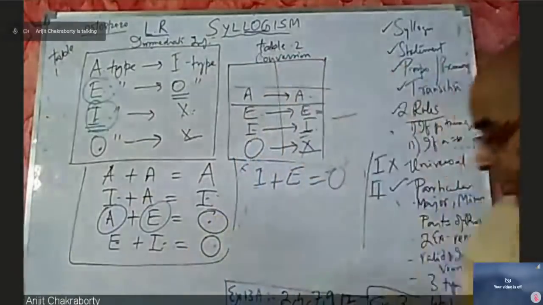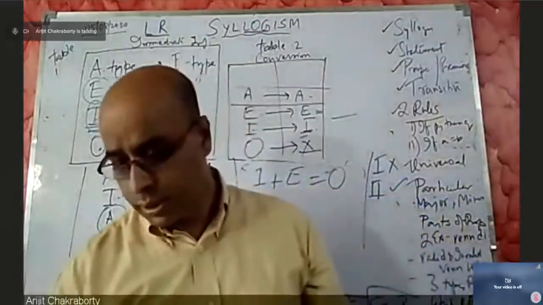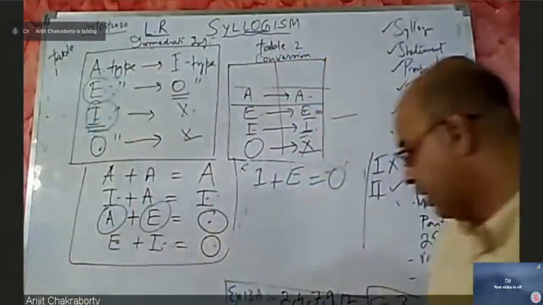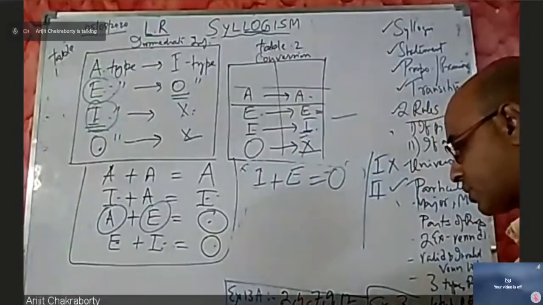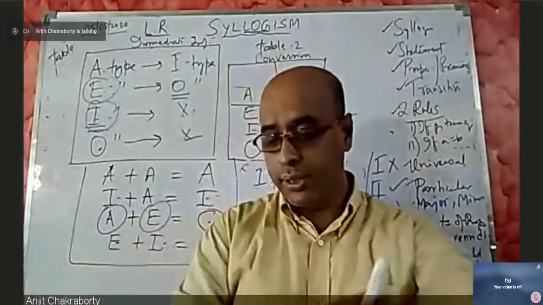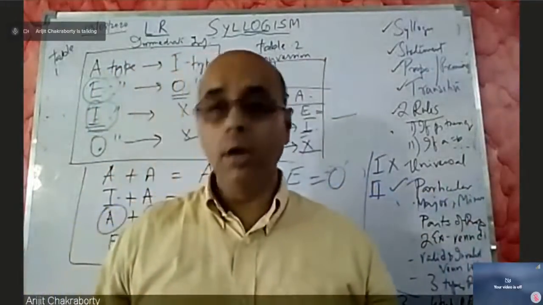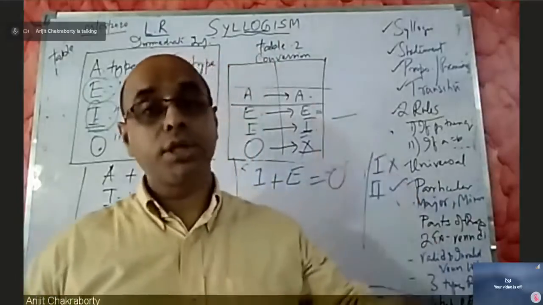We are taking number 23. I think there are 25 problems, most probably. We have done 10 problems already. Let's take number 23. All cricketers are tall. Rajesh is tall.